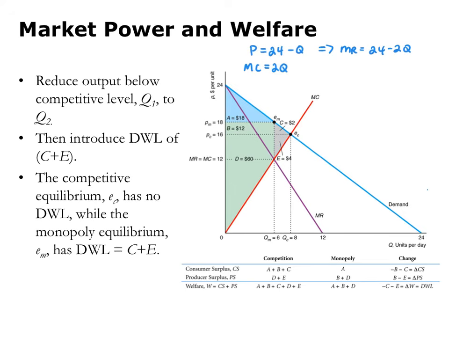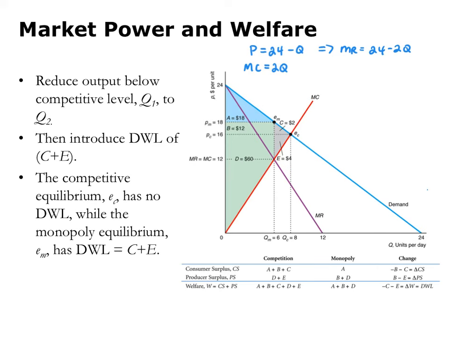The competitive equilibrium is where marginal cost equals inverse demand. That quantity can be found by setting inverse demand, the equation for price, equal to marginal cost. Here we get a quantity of 8. Notice how the competitive quantity is bigger than the monopoly quantity. At the same time, the competitive price, here 16, is less than the monopoly price.